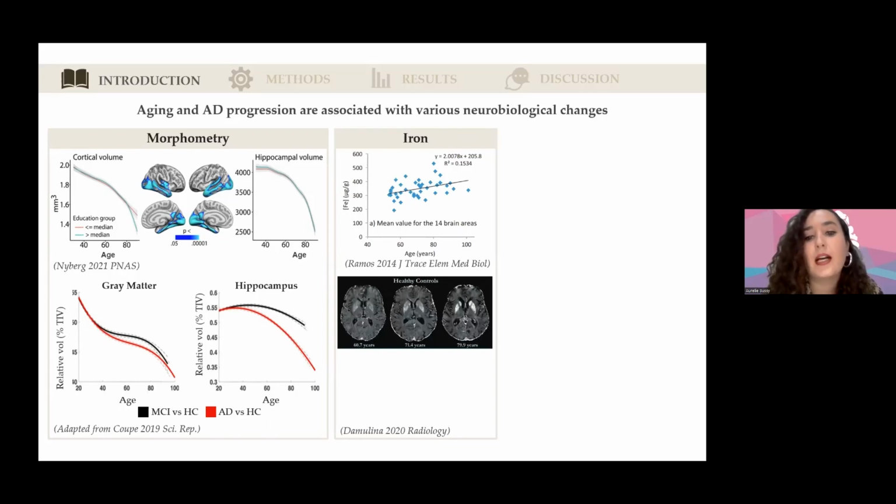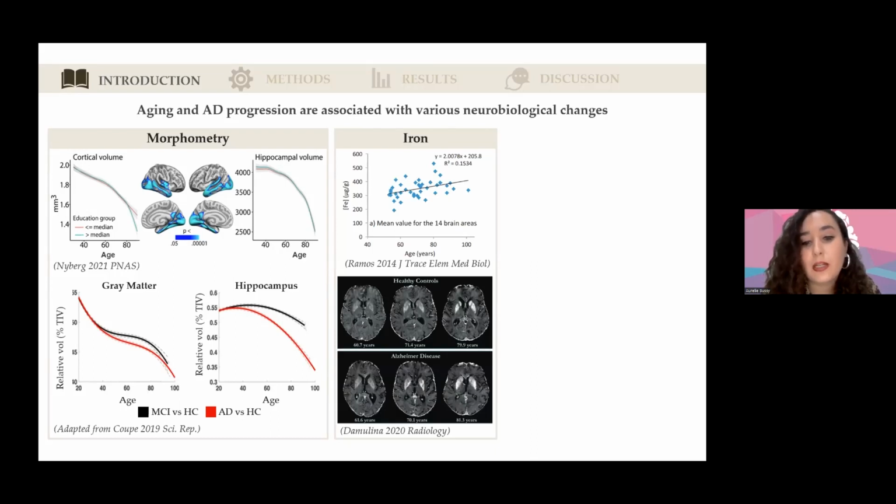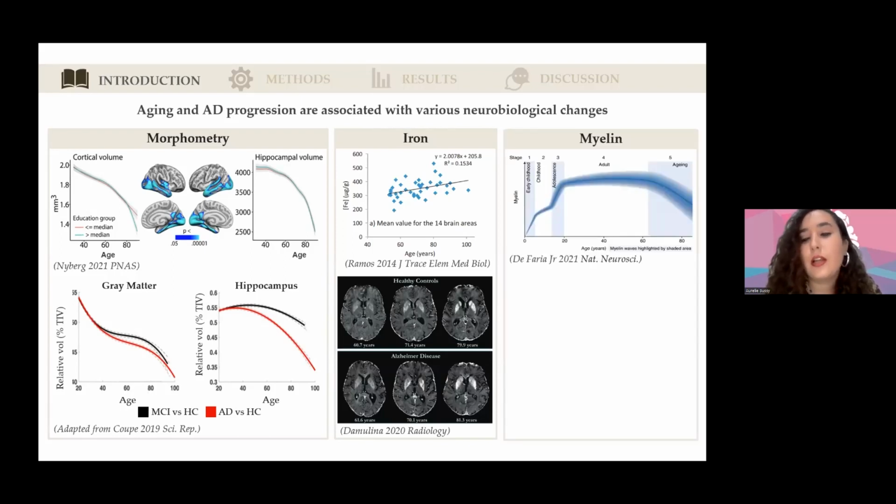So here we are looking at R2 star maps of 3 different control participants, with the younger on the left and the older participant on the right. And we can see that there is an increased intensity with aging, specifically in the subcortical region, which reflects this accumulation of iron in aging. And if we look at 3 age-matched participants with Alzheimer's disease, we can see that this increased intensity is even stronger.